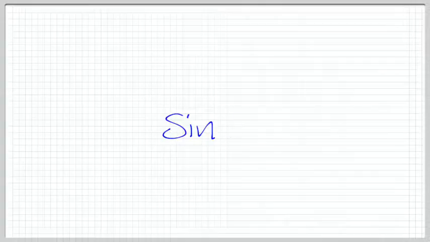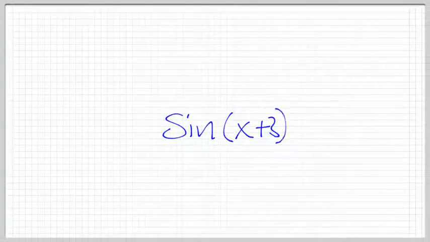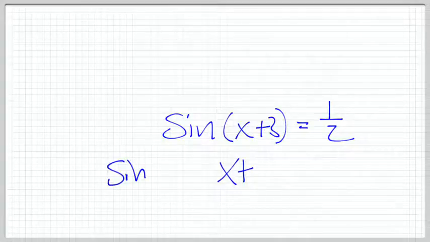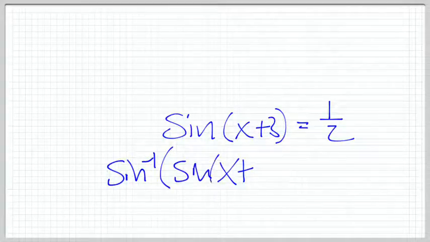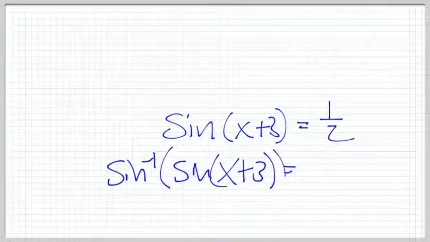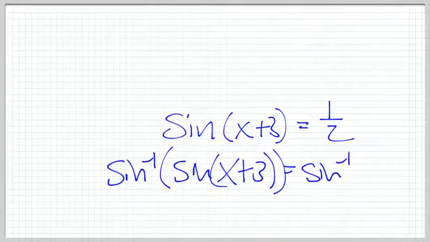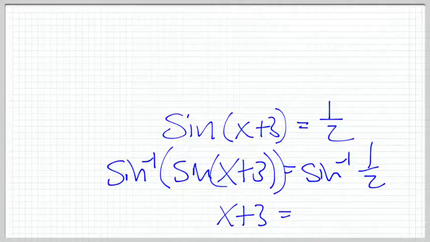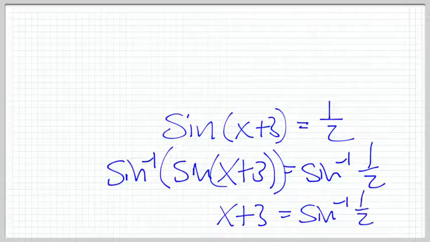So if I had, for example, sine of x plus 3 is equal to 1/2, then I could take the inverse sine of the sine of x plus 3 is equal to the inverse sine of 1/2. And so since these undo each other, I get an answer of x plus 3 is equal to the inverse sine of 1/2.